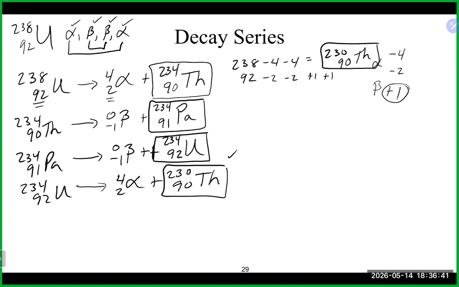So if you're doing a decay process that involves just alpha particles and beta particles, and you're not really interested in every little thing in between, you could just do that quick math and figure out what you get at the end. Any questions on that there?